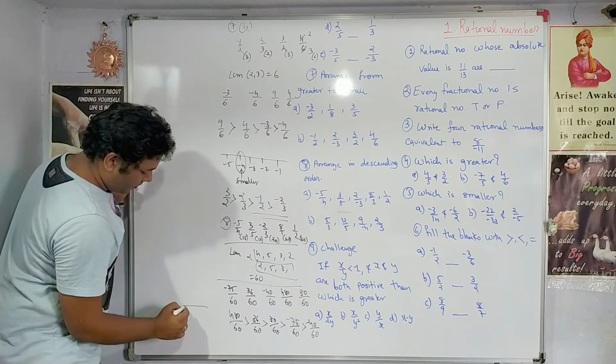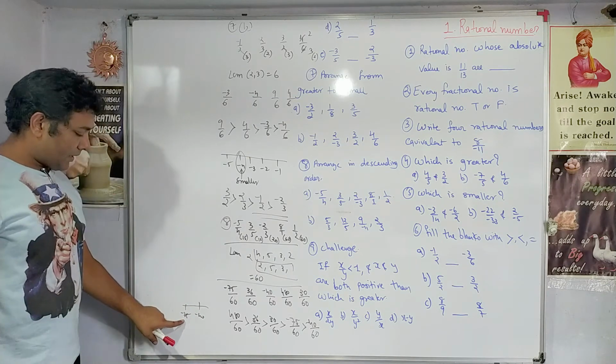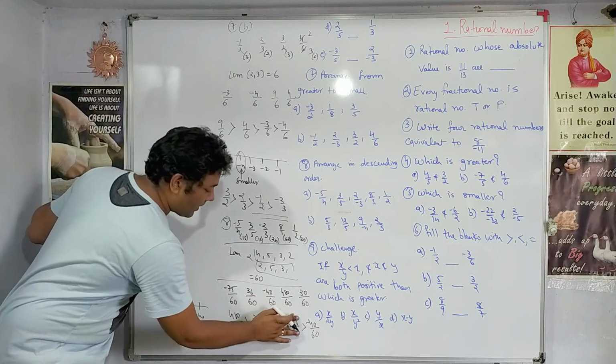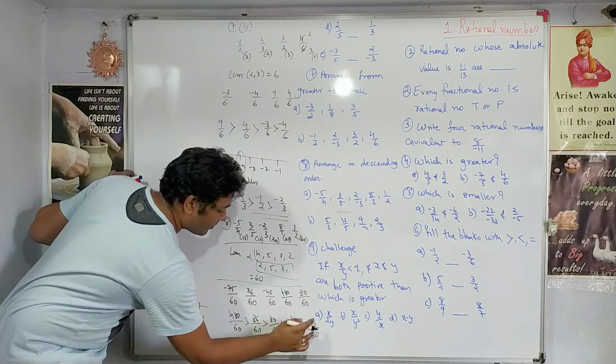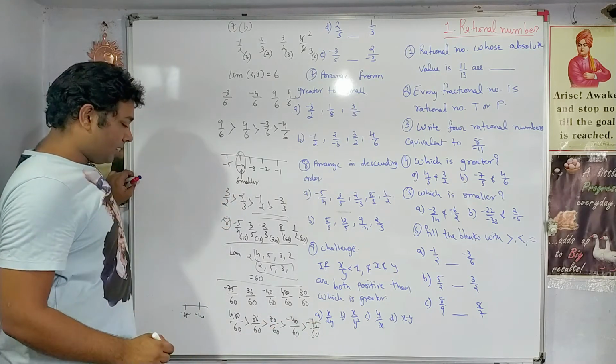Let us draw a number line. So minus 75 will come and then minus 40 will come. So minus 75 will be smaller, right? So first minus 40 will come and the smallest number will be minus 75, right?